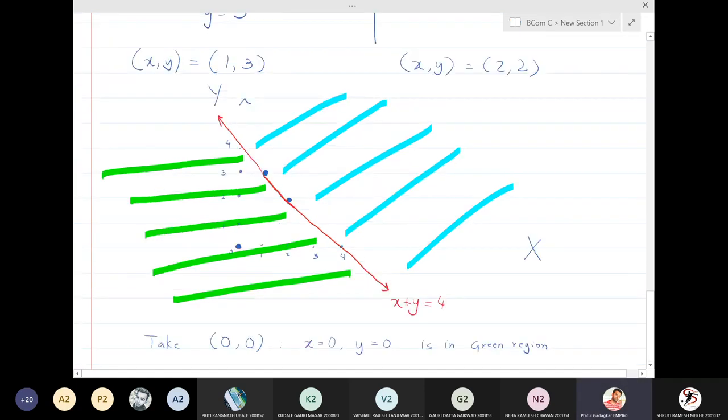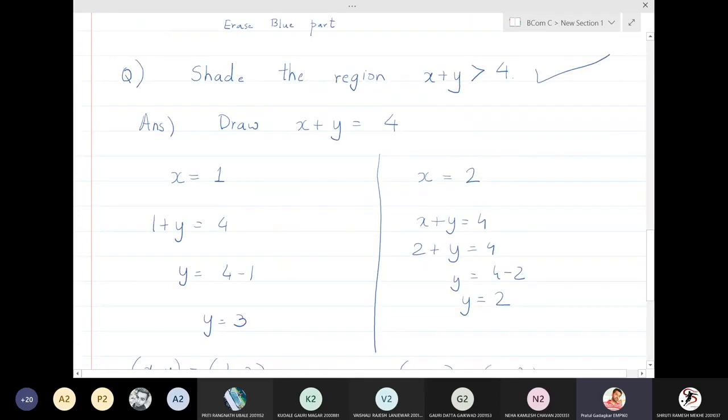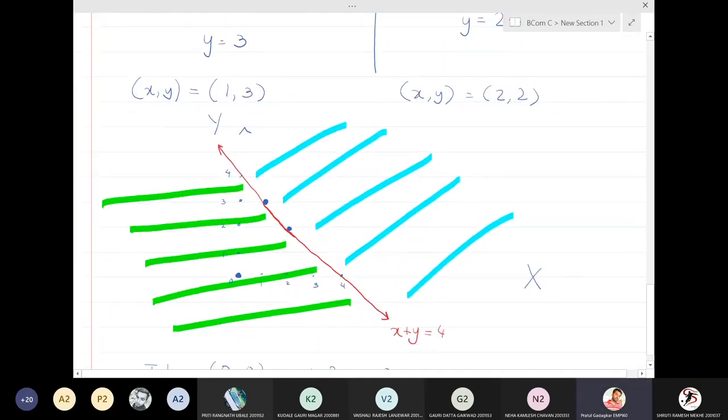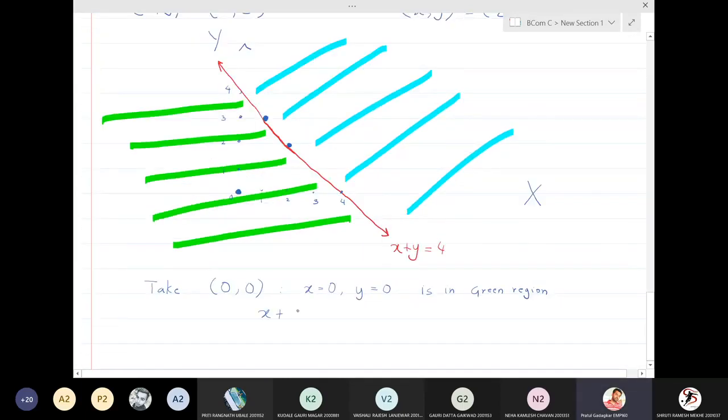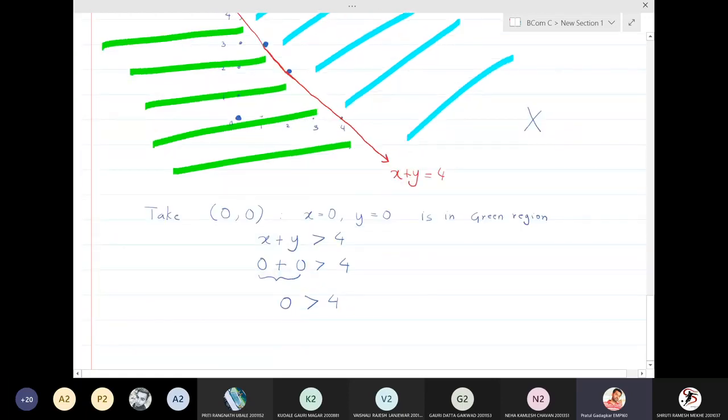And write the equation. What is the question? The question is x plus y greater than 4. So write x plus y greater than 4. Put x equal to 0, y equal to 0. So this means x is 0, y is also 0, greater than 4. This means 0 plus 0 is 0. So 0 is greater than 4? Is 0 greater than 4? No. 0 is not greater than 4. Means it is wrong.